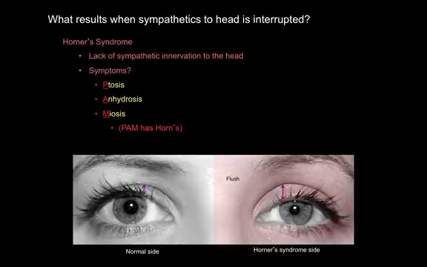Flushing, it becomes flush because now all those arteries completely lose their tone, and so blood flushes to the surface. Then anhidrosis, for lack of sweating, and miosis, the pupil diameter gets smaller because you've knocked out sympathetics and the parasympathetics take over.